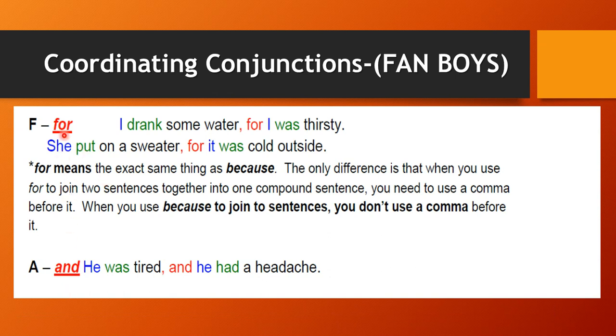Simply, for means because, but I can't use because. Because is not a coordinating conjunction. It's a subordinating conjunction used to form the complex sentence. But the meaning of for is because. Let's read the first sentence. I drank some water, for I was thirsty.